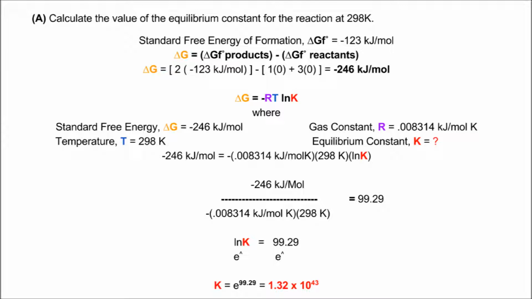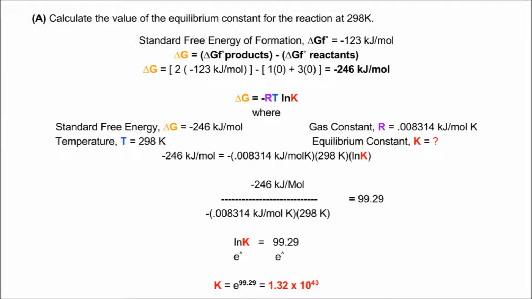First, we need to change our standard free energy of formation into the standard free energy of the whole reaction by using the equation delta G equals delta G sum of the products minus delta G sum of the reactants. And since both of the reactants are pure gases, we only need to multiply the negative 123 kilojoules per mole by the 2 moles of the product ClF3 to get negative 246 kilojoules per mole.